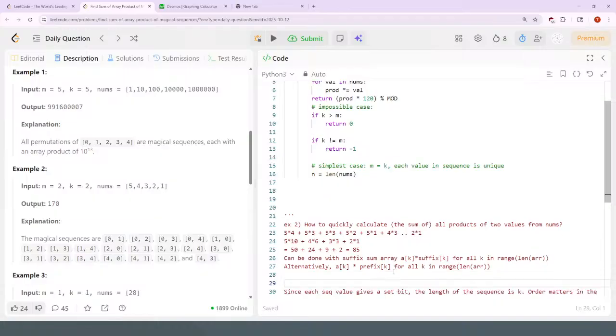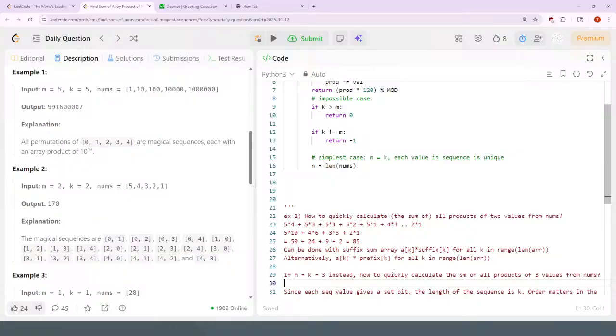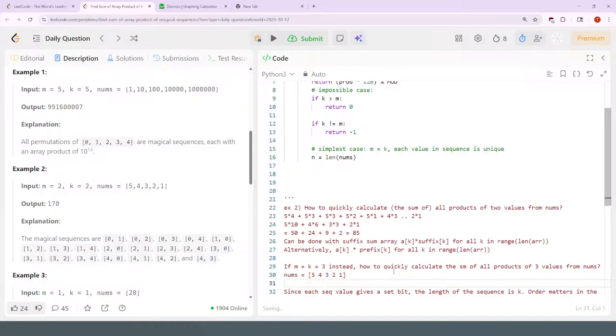Okay, so generalize. If k equals 3 instead, how do we quickly calculate the sum of all products of 3 values? Say nums is the same, 5, 4, 3, 2, 1. So what would it be?